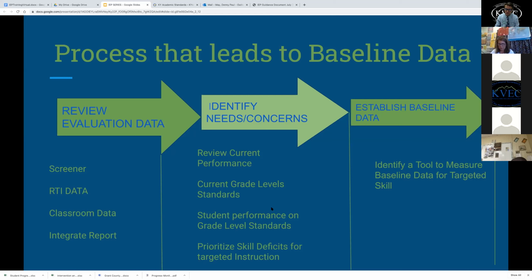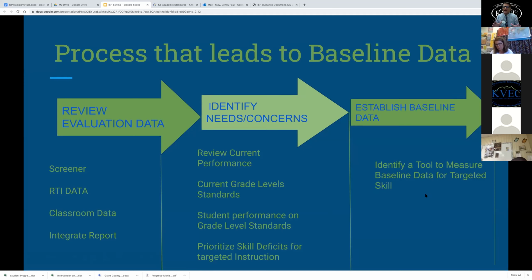We look at what's expected. What are the activities? What are the goals that we set that are going to get them to grade level performance or similar performance sooner? What's going to be most important for this student? So we have to have that discussion as we identify needs and concerns. And then we identify a tool to measure the baseline data for targeted skill instruction.